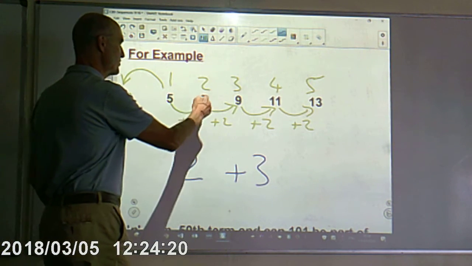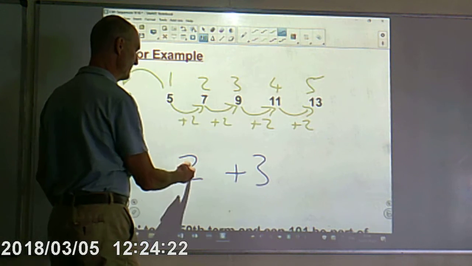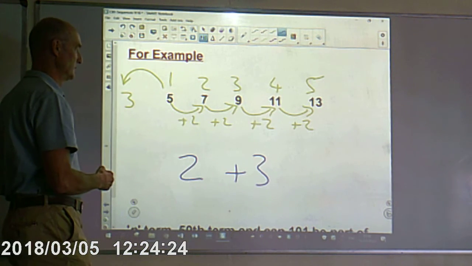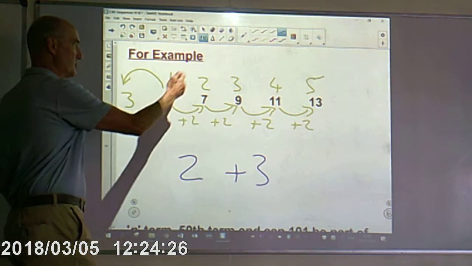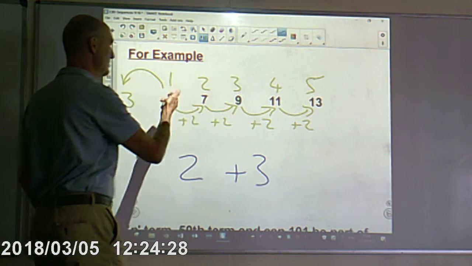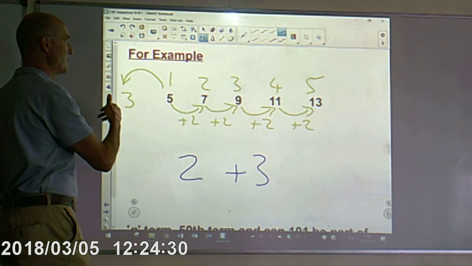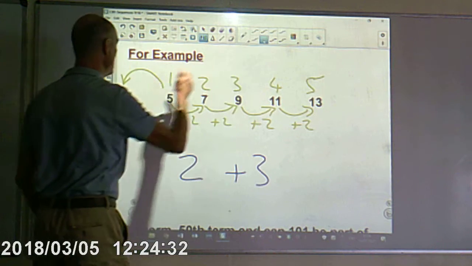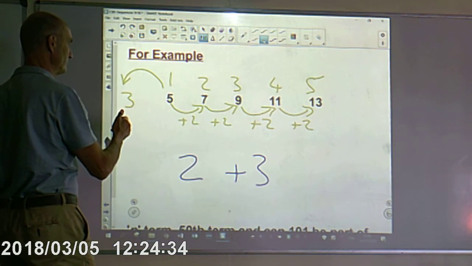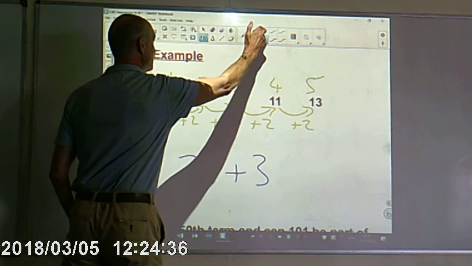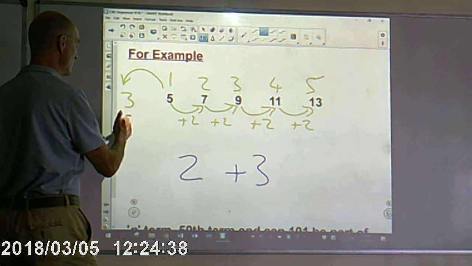So the difference going up is 2 each time. That's the first number I grab hold of. And then first term, second term, third term, fourth term, fifth term. I'll go back and look at what some people call the 0 term.